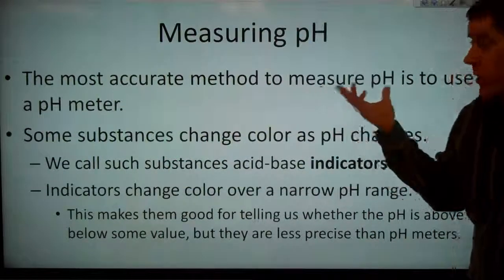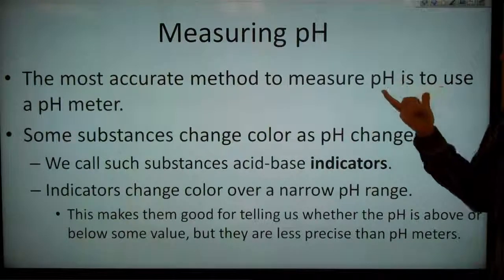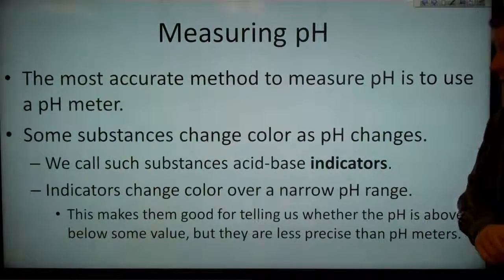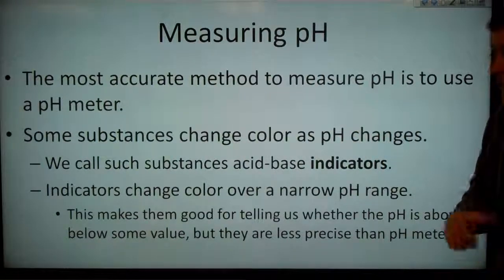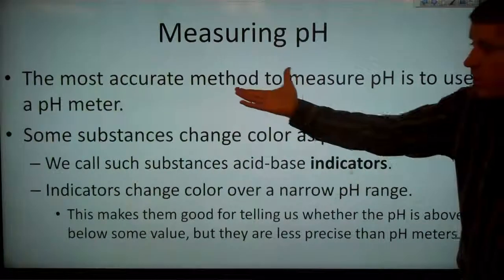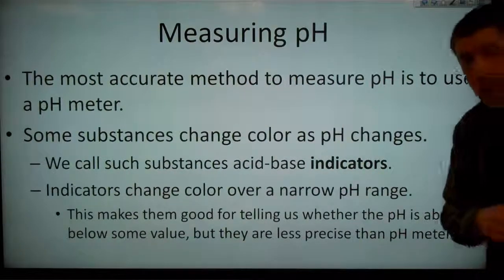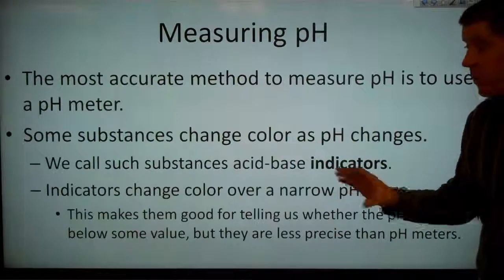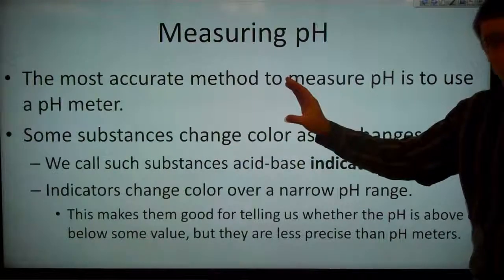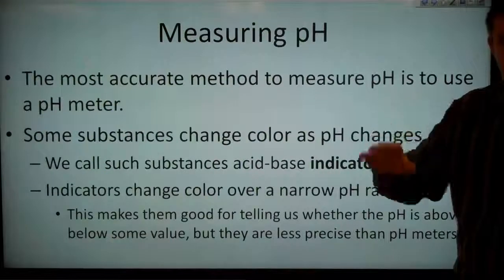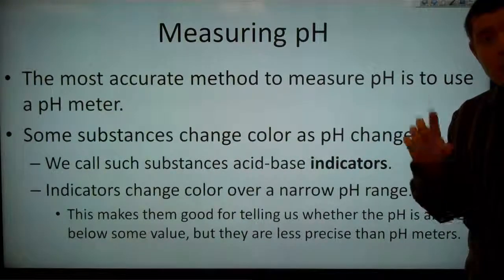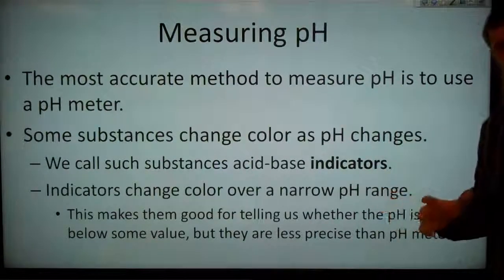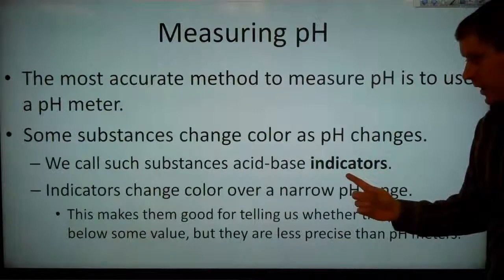So when we want to measure pH, the most accurate method we have is to use a pH meter. But there are some other substances that change color as pH changes, and we call these substances acid-base indicators. Sometimes we don't want to have to pull out a pH meter, or we don't have one handy, and so we can use an indicator to give us a rough idea of what the pH is. Again, if we want to know more than just, is it about 6 or is it about 7? If we want to know, well, it's 6.05, then we need to use a pH meter. But if we just want to differentiate between 6 and 7, we can do that using some indicators.